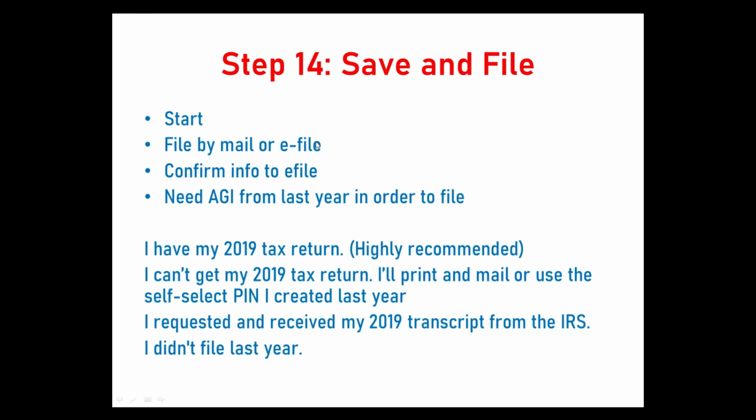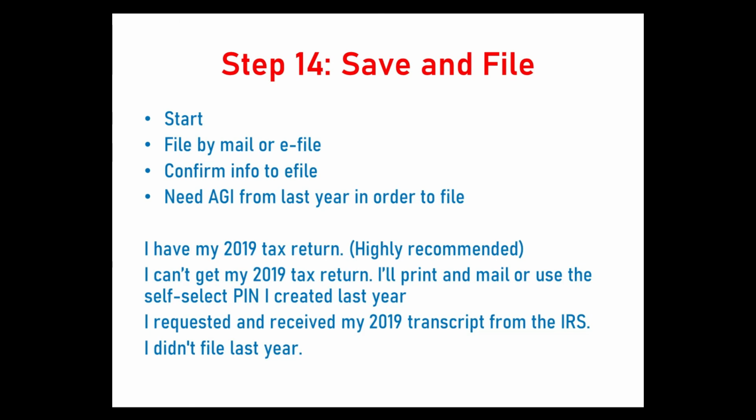So if you go with the e-file, you're going to continue these steps. You're going to confirm your information to e-file. Now here is where you may or may not need your AGI from last year in order to file. This is your adjusted gross income that can be found on your 1040 tax form last year. If you did not file last year, you can click on the option that says I didn't file last year.